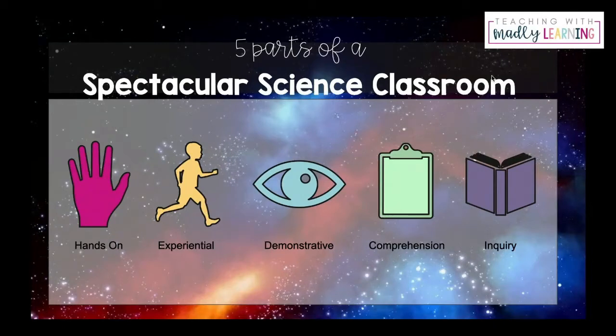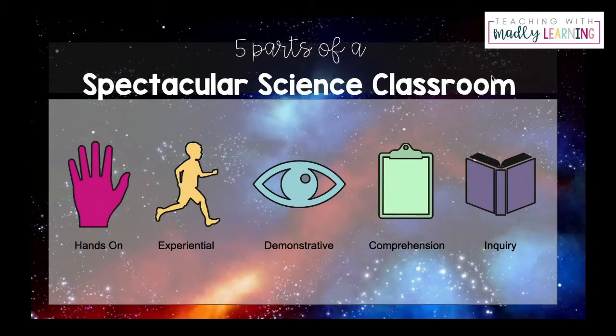So these 5 components are an integral component of all of your science units. So we want to make sure that within our science units that we have hands-on activities. We want to make sure that we have experiential activities where students experience through experiments the science that is happening in front of them. We also want there to be demonstrative activities where they are seeing the science happen before their eyes. Not necessarily with them being the one doing it, but they're being shown some science in front of them.